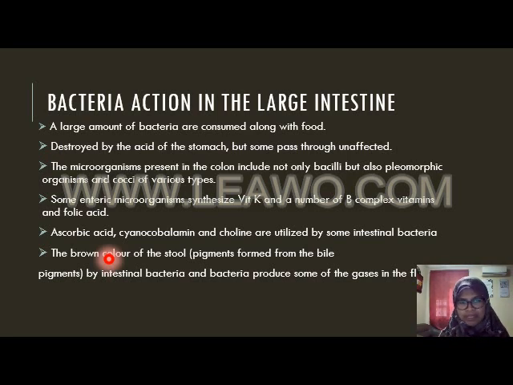These microorganisms present in the colon include not only bacilli but also pleomorphic organisms and cocci of various types. Some enteric microorganisms synthesize vitamin K, a number of B complex vitamins, and folic acid. Ascorbic acid, cyanocobalamin, and choline are utilized by some intestinal bacteria. The brown color of the stools is actually pigment formed from the bowel's pigment by intestinal bacteria, and bacteria also produce some gases in flatus.